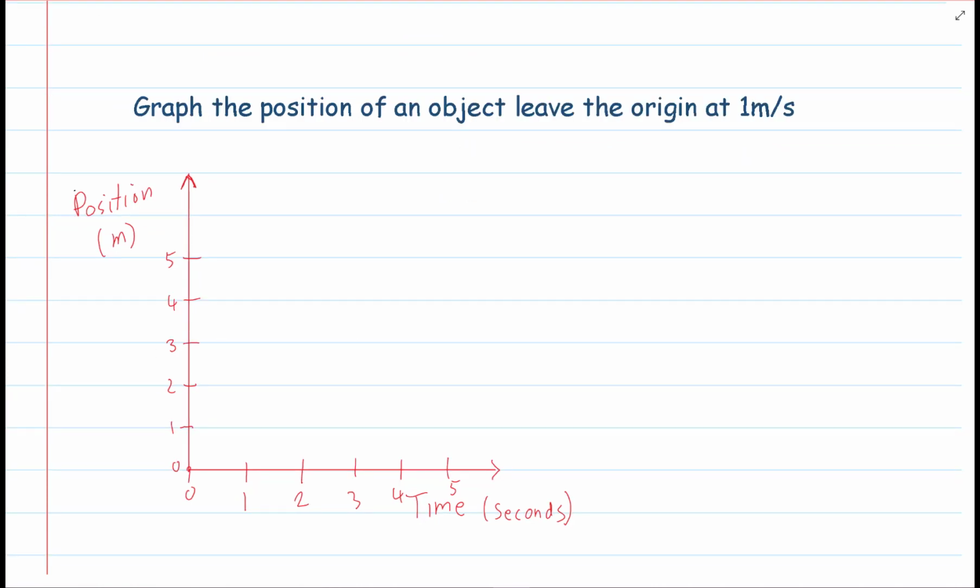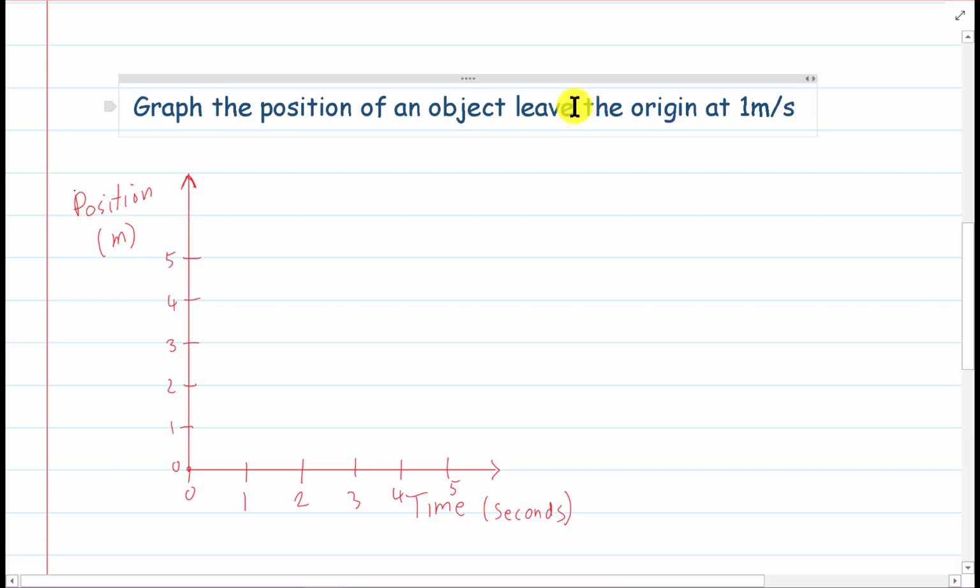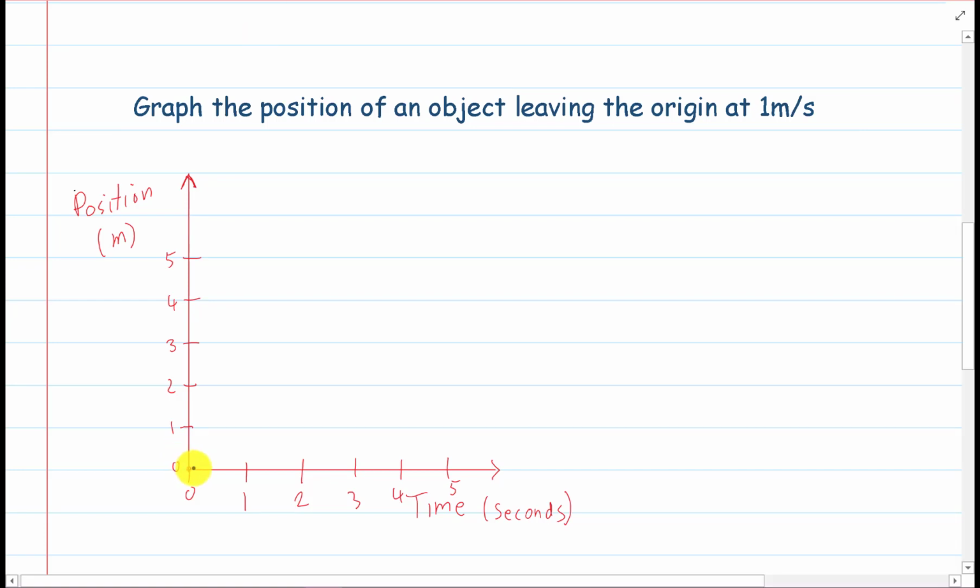On this graph, I would like you to graph the position of an object that is leaving the origin at 1 meter per second. Leaving the origin at 1 meter per second. Yes, origin is 0, correct, thank you. So origin is 0, 0. That's the position definition, we measure from the origin. So we're starting at 0 and leaving at 1 meter per second.